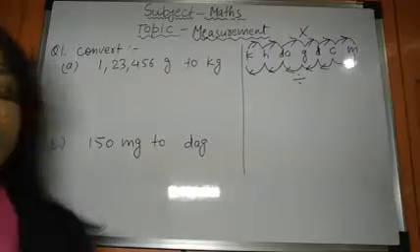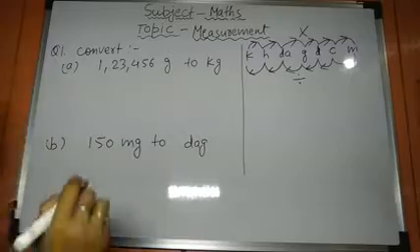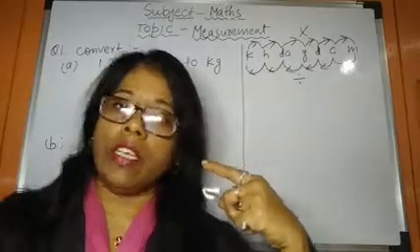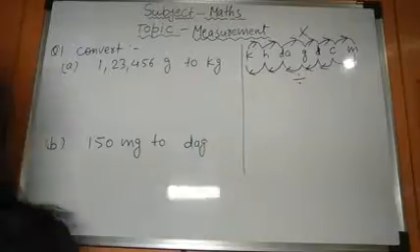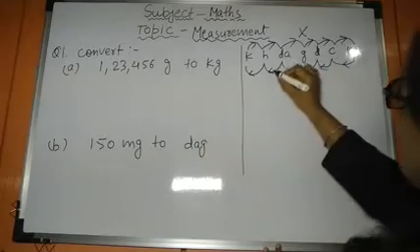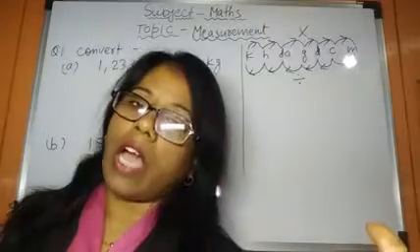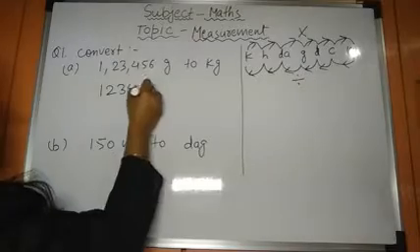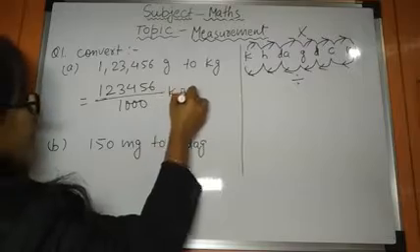Fine. Now come here. 1,23,456 gram to kg means from smaller unit to bigger unit. So first of all you have to think that this is division. Second thing is, from gram to kilogram, how many jumps are there? Gram to kilogram, 1, 2, 3. Total 3 jumps are there, means you have to divide it by 1000. Fine. So 1, 2, 3, 4, 5, 6 divided by 1000 kg it will be.